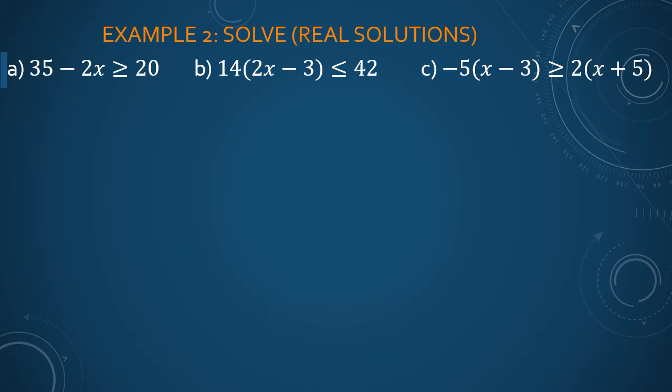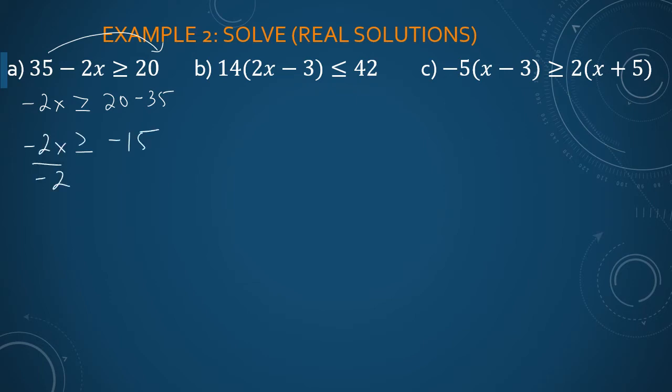Example number 2, solve. So we're slowly going to get more and more challenging, more and more involved. So bring the 35 over, becomes negative. We have negative 2x greater than or equal to 20 minus 35, negative 2x, that's negative 15.